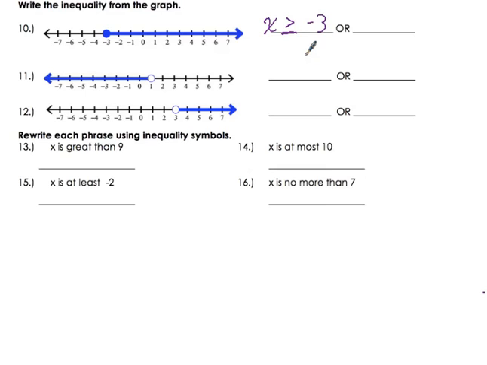But I could also flip that and write it the other direction and have -3 is less than or equal to x.